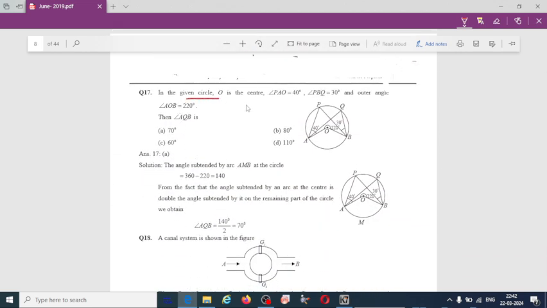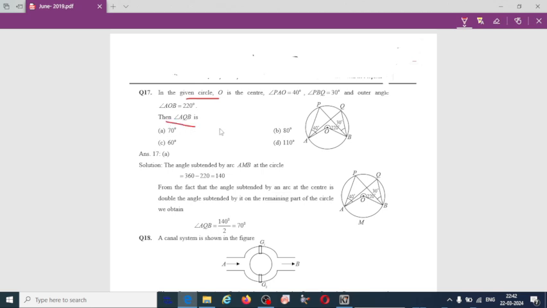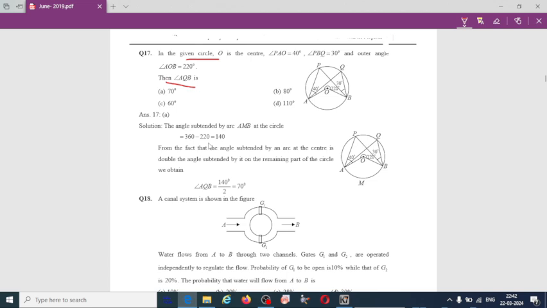In the given circle, O is the center. If you take PAO, 40 degree, PBO, 30 degree, outer angle AOB, 220, then AQB. So that is the angle subtended by arc ABM at the circle, 360 degree. So this is here M. So this is 360 degree minus 220 degree, 140.